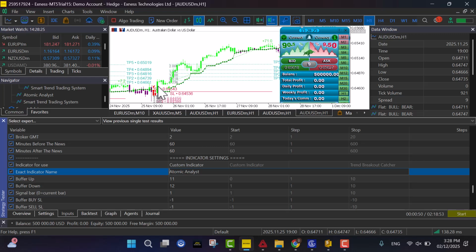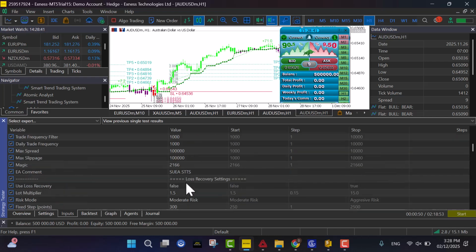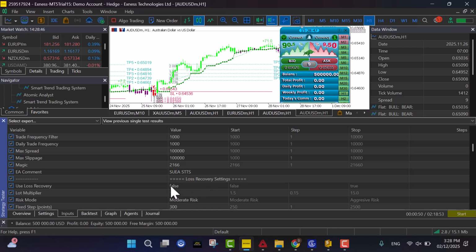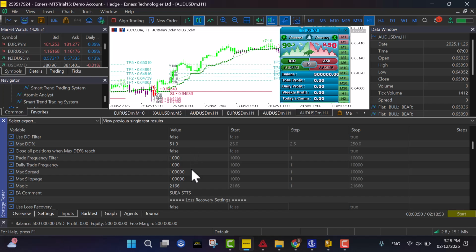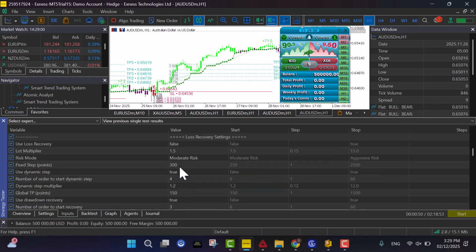And then the right buffers, as I said, are 11 for sell. You can hover over again, and if you forget, you're going to see 12 for sell and 11 for buy. Now, the one thing that I want to mention, just to remove a lot of confusion, I'm going to show you the loss recovery. The moment you turn this loss recovery on, the stop loss and take profit are completely removed, not used. And instead, you're going to set up a global take profit, which is going to be whatever pips you set here.